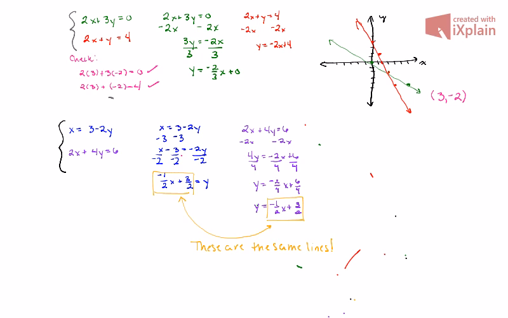And what you want to note then is if they're the same lines and you were to graph this, it means that both lines are going to lay right on top of each other. So that means that they have all of their points in common. And this is why we can say that this is infinitely many solutions.